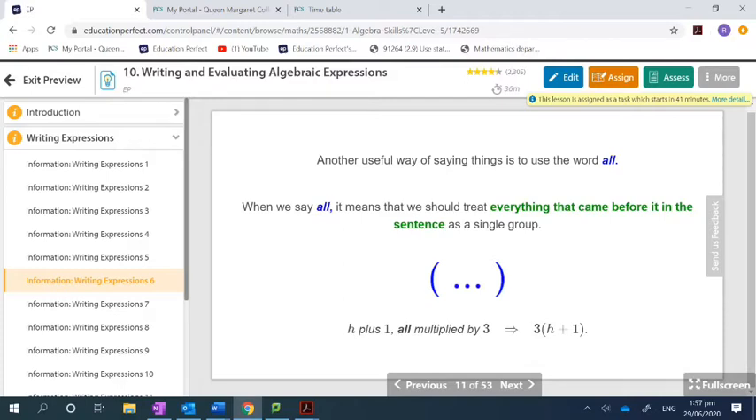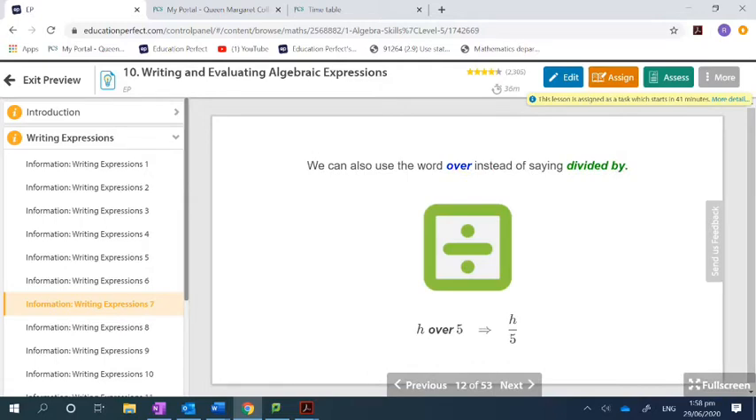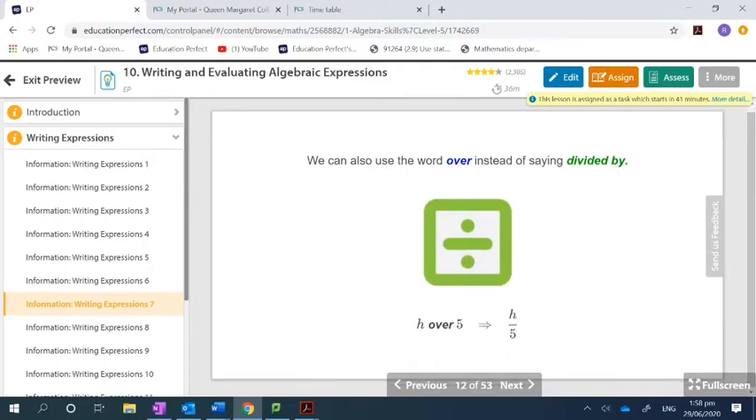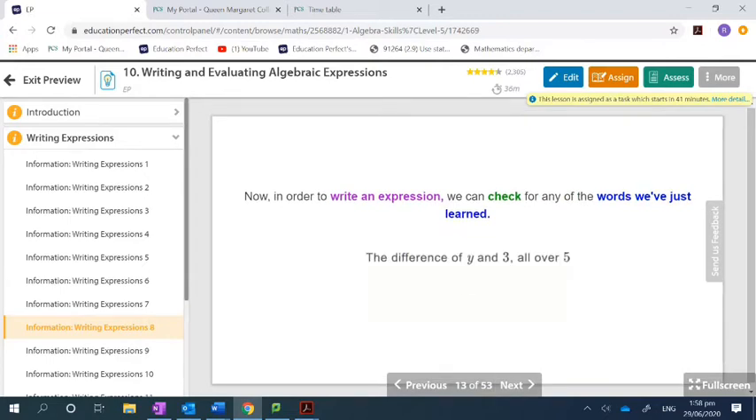So look at this one. h plus 1, literally, all multiplied by 3. So that means multiply that entire quantity by 3. So you put the 3 in front of a bracket. That means we're not just multiplying the h or the 1 by 3, but what? Both of them, all of it. Good. Okay. Here's where they talk about the word over. That just means divided by. Okay. So here we go.